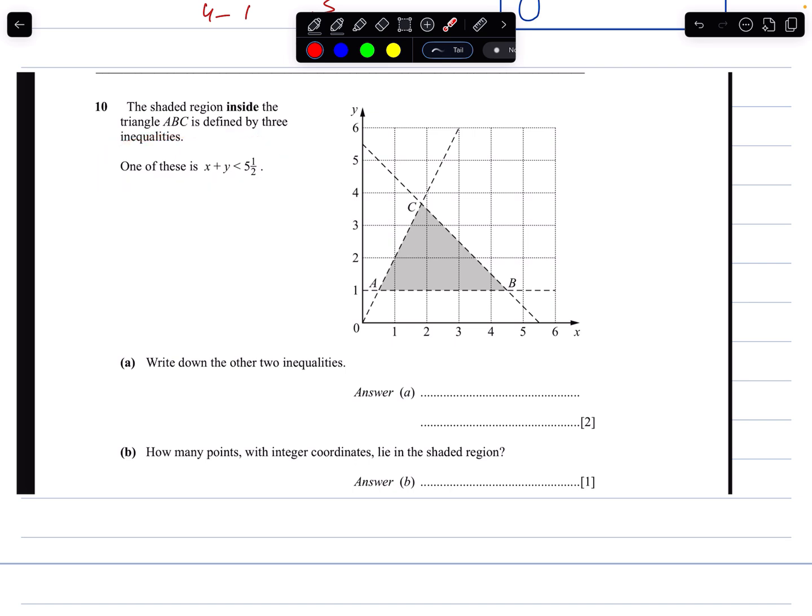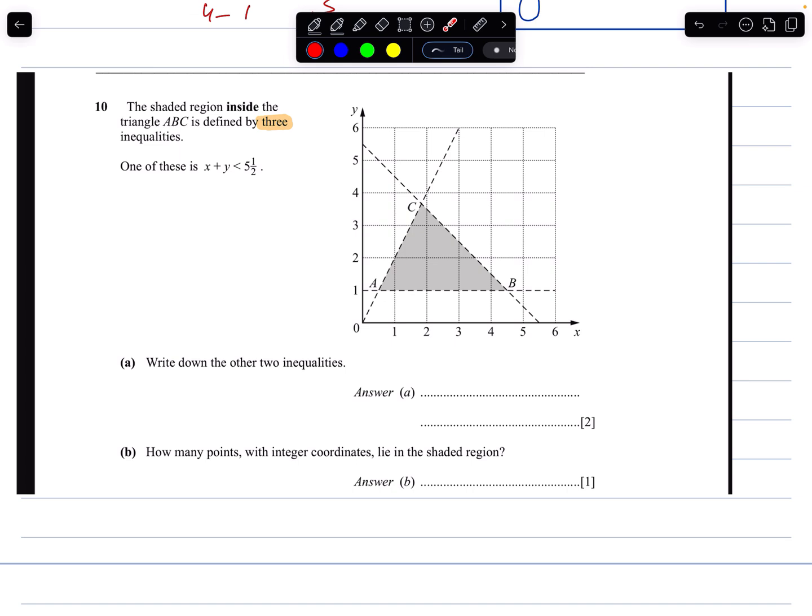Now if you look at the question, it says that the shaded region is defined by 3 inequalities. And if you look at the diagram, you will see 3 lines, right? So if it's 3 inequalities, you'll always have 3 lines. If it's 4 inequalities, you'll always have 4 lines. However many inequalities the question asks for, you will either see that many lines in the diagram or you will have to draw them, and the examiner will tell you to draw them.